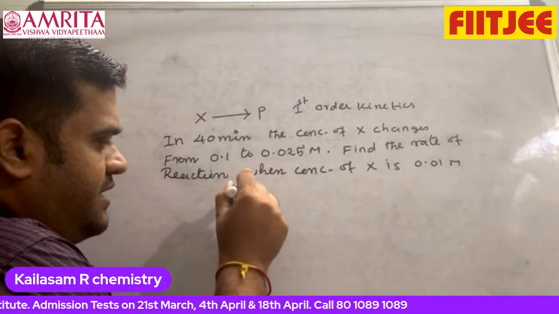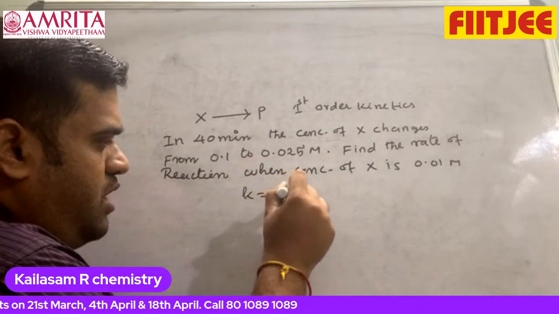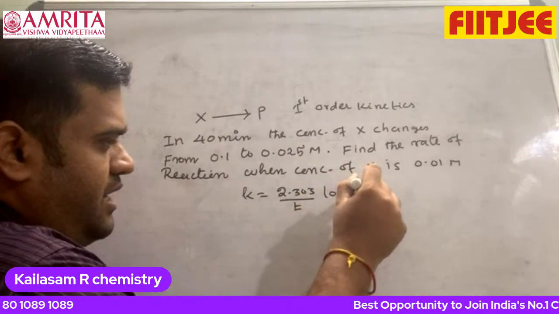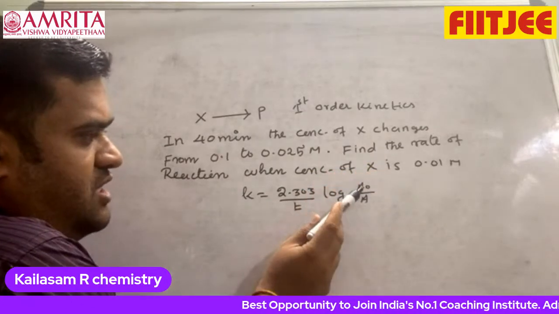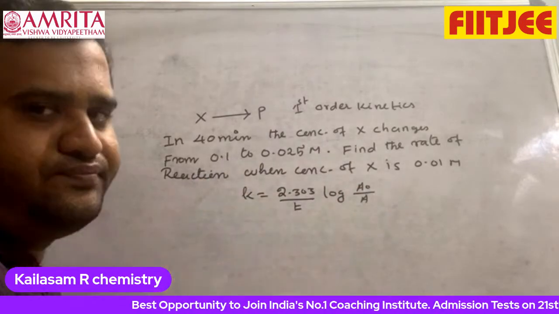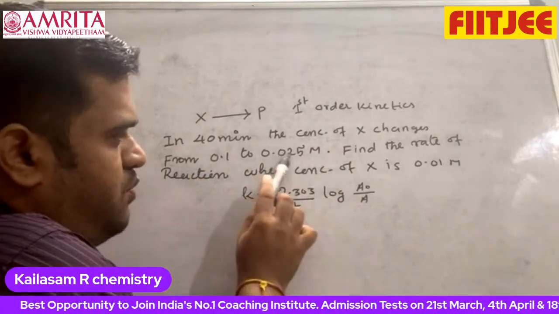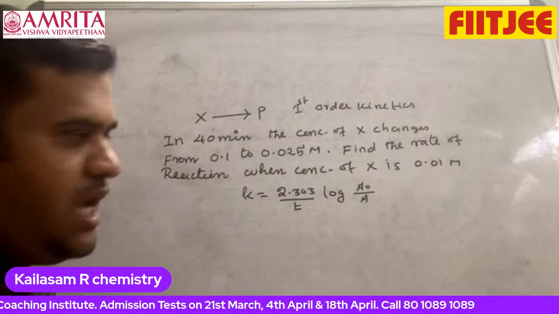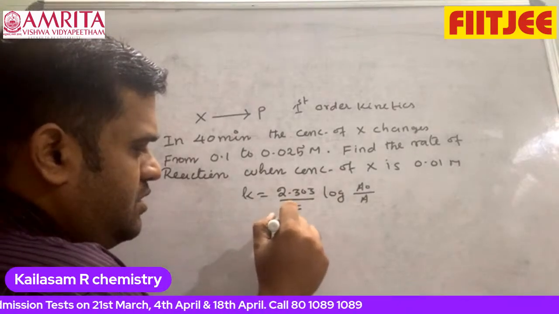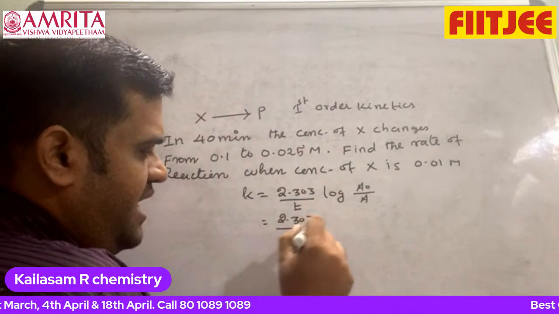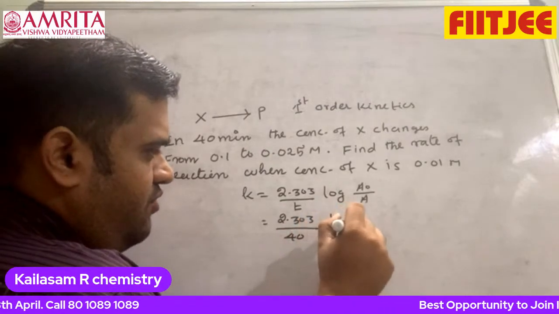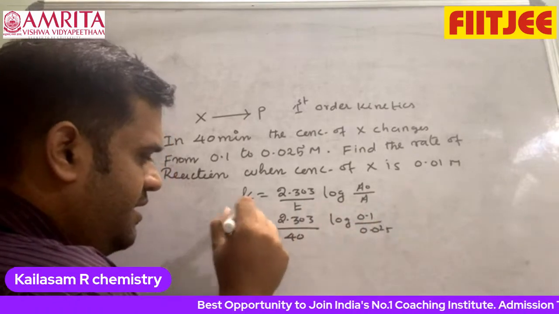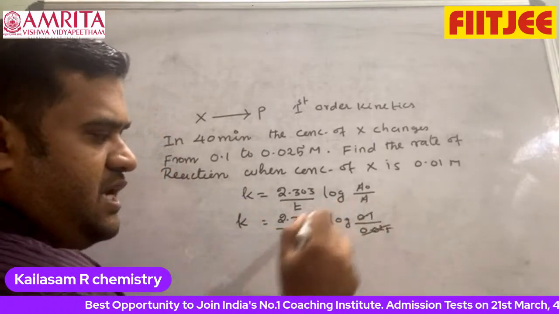I can say that K is equal to what? 2.303 by t log of a naught by a. What is the initial concentration? 0.1. And this will be 0.025. Are you able to follow what I am trying to say? Now I can write it as 2.303 by 40 log of 0.1 by 0.025 is K. Now this I can say is log 4.